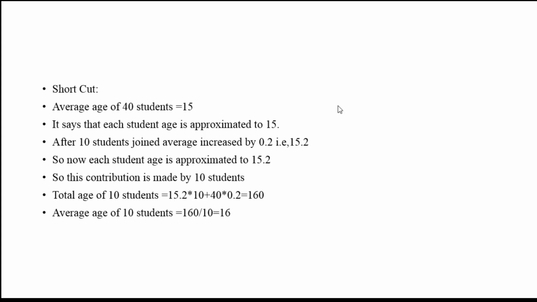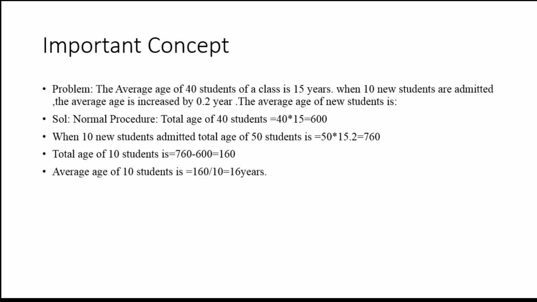The average age of 40 students of a class is 15 years. When 10 new students are admitted, the average age is increased by 0.2 years. The average age of new students is, one more time I am going to read the question. Average age of 40 students of a class is 15 years. When 10 new students are admitted, average is increased by 0.2 years. Average age of new students is.